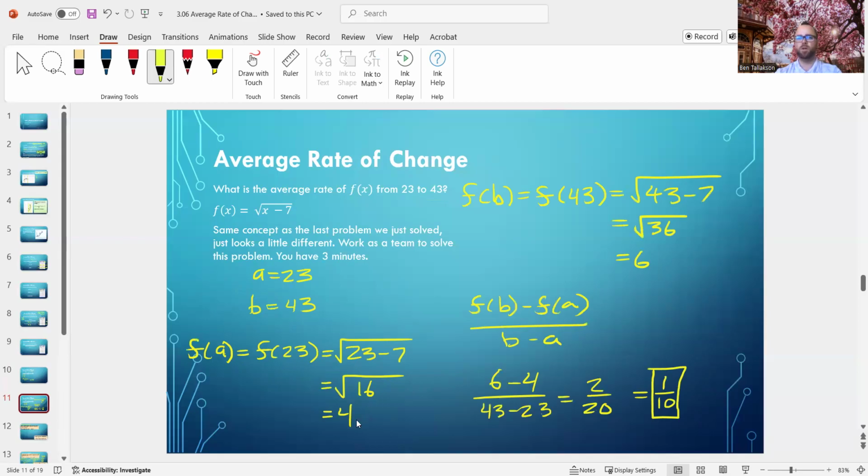Fortunately, we get a perfect square. F of A is 4. Same thing with F of B. Another perfect square. F of B is 6. Plug those values into your numerator. Subtract and simplify. Average rate of change is 1/10.